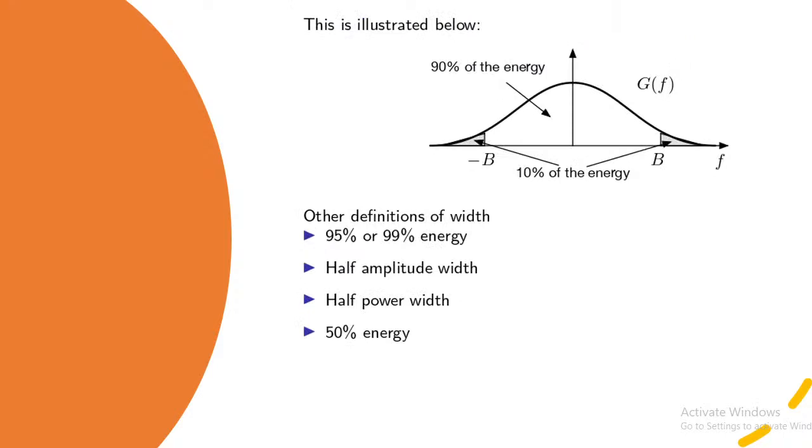This is an example. The figure shows you the energy spectrum. In the energy spectrum, f goes from minus infinity to infinity, and G(f) is plotted. 10% of energy is in this shaded region. That is where 10% of energy lies. The rest lies within the band of minus B to B. So that is where 90% of energy lies. So this is an illustration. Other definitions are 95% or 99%, half amplitude width, half power width, 50% energy, etc.